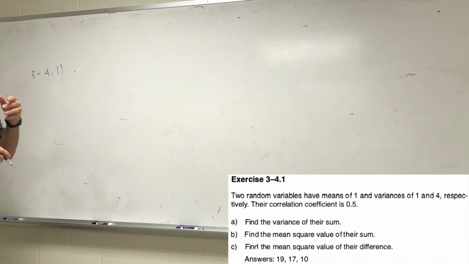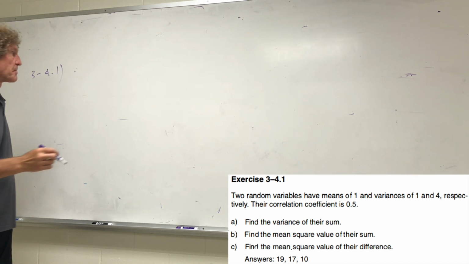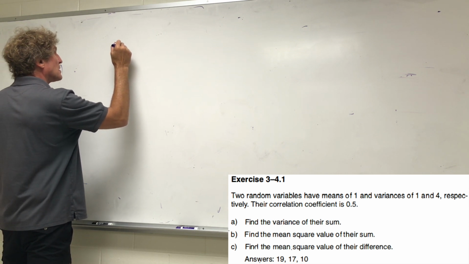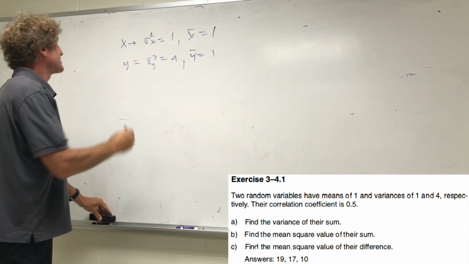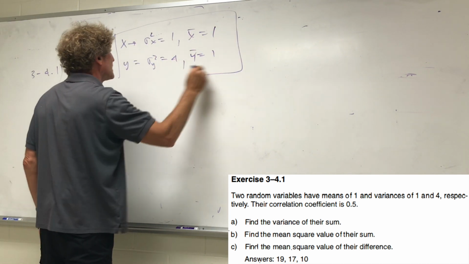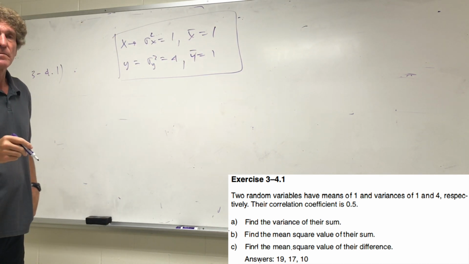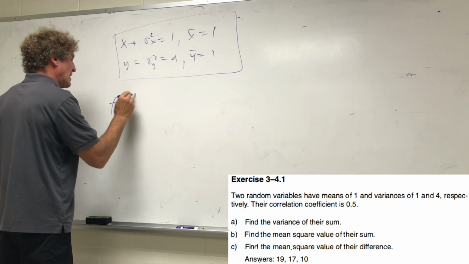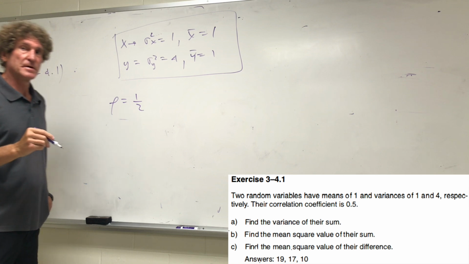3-4.1. So can you read that? Two random variables have mean of 1 and variance of 1 and 4, respectively. So these are the conditions, right? Now keep going. Their correlation coefficient is 0.5. All right, so we have 1/2 as the correlation coefficient.